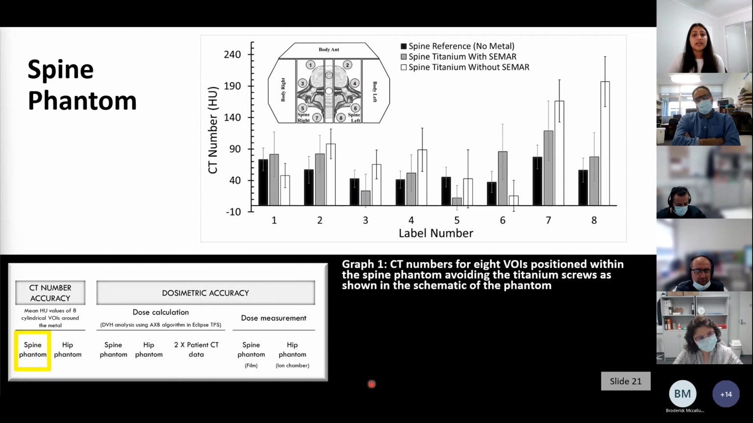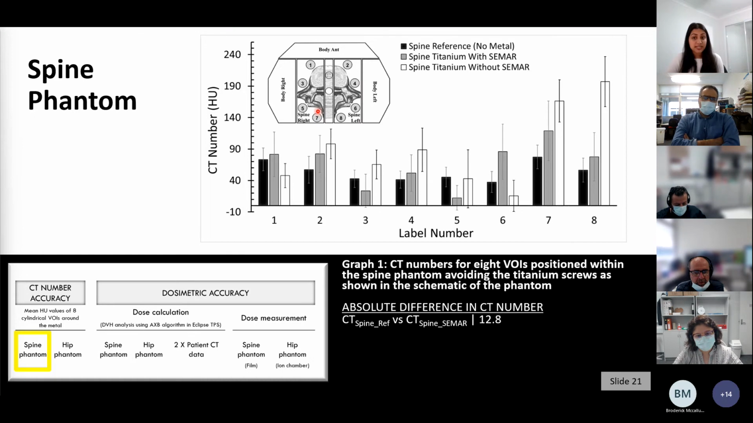The graph shown here is the CT number for 8 VOIs positioned within the spine phantom, avoiding the titanium screws as shown in the schematic at the top left corner. And based on this, the absolute mean CT number difference between the reference CT dataset and the one with SEMAR, i.e. the black and the gray bars, was 12.8.